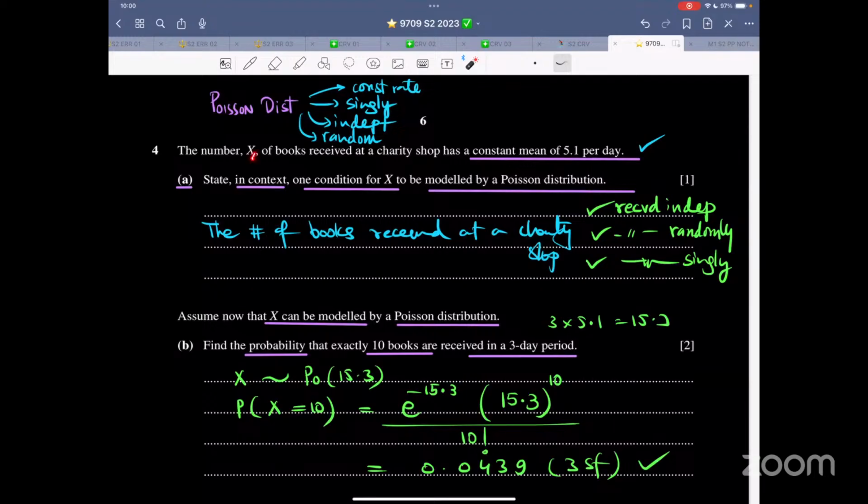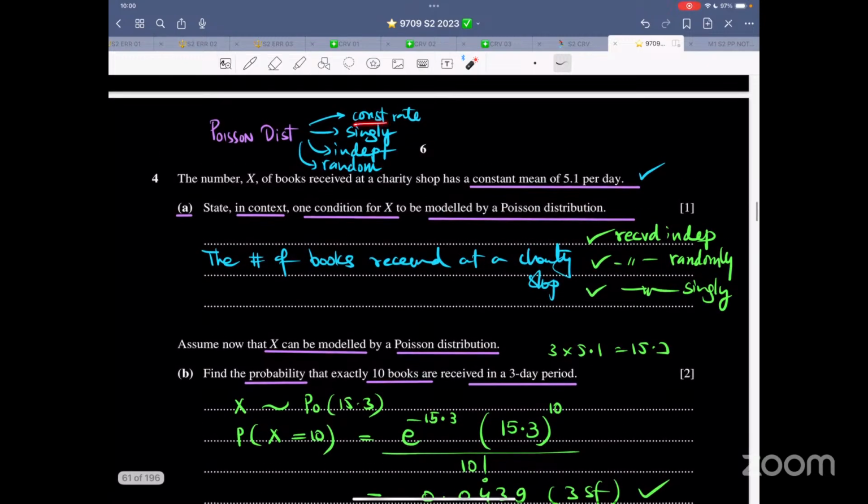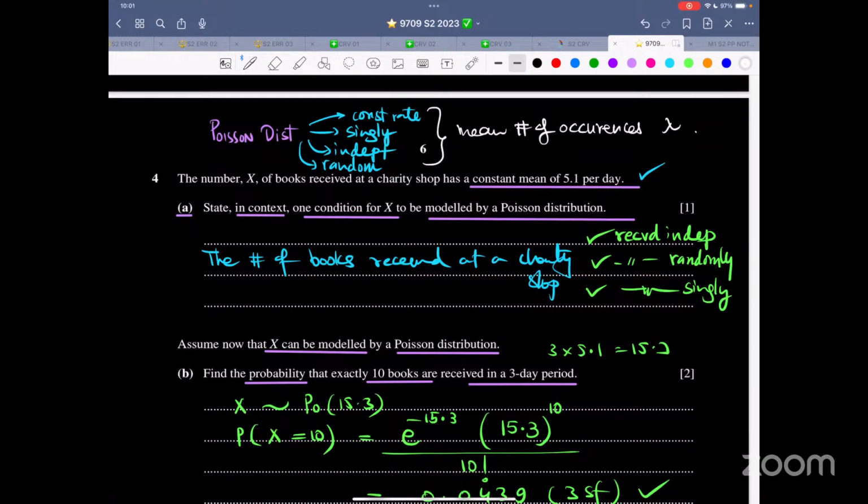It says the number X of books received at a charity shop has a constant mean of 5.1 per day. State in the context one condition for X to be modeled by a Poisson distribution. Now, there are 4 conditions for Poisson distribution, and they all are related to mean number of occurrences in a specified time or space interval.